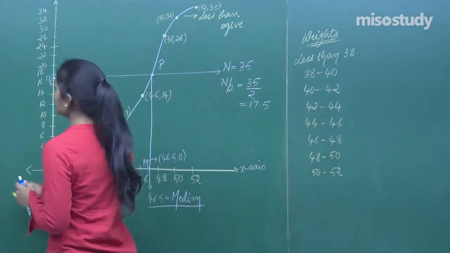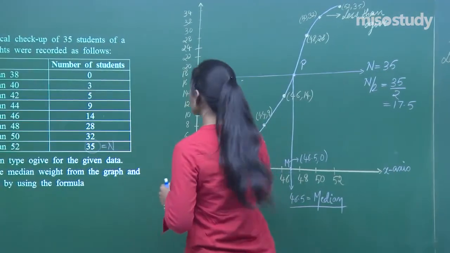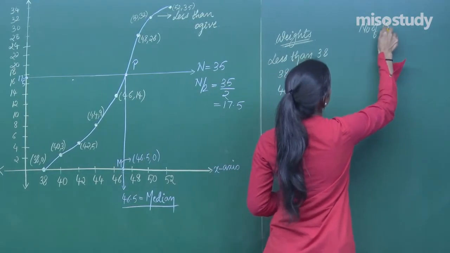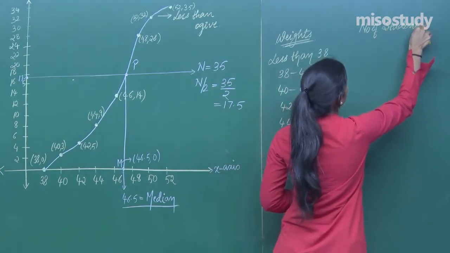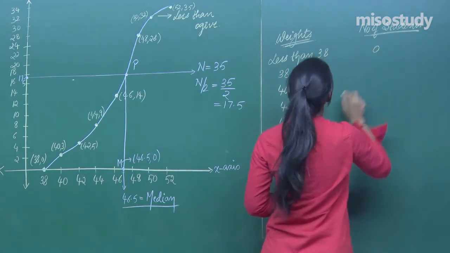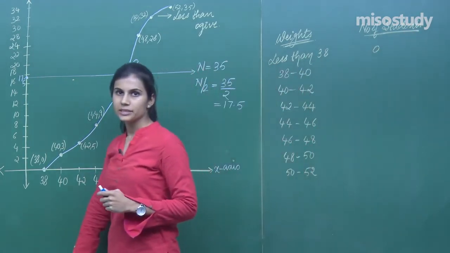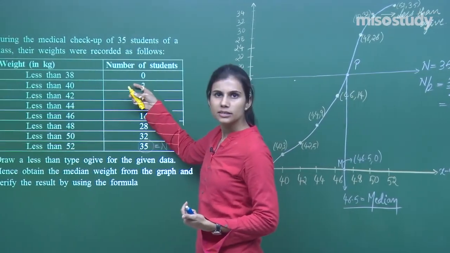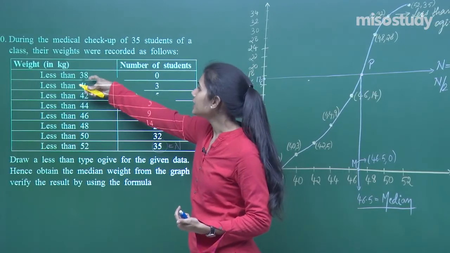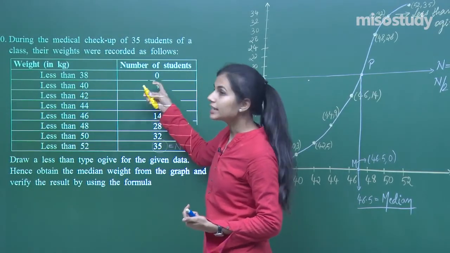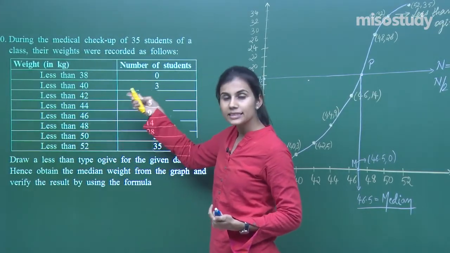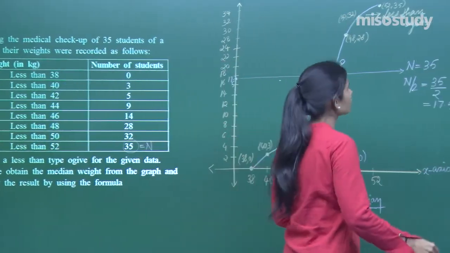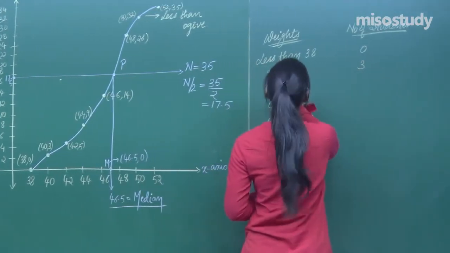Now less than 38 is the weight of 0 number of students. So this is 0. Between 38 to 40, that means greater than or equal to 38, strictly less than 40, 3 students. Why? Because 0 students have weight less than 38, 3 students have weight less than 40. That means definitely that these 3 students have weight greater than 38 and less than 40. So 3 is going to be the number between 38 and 40.